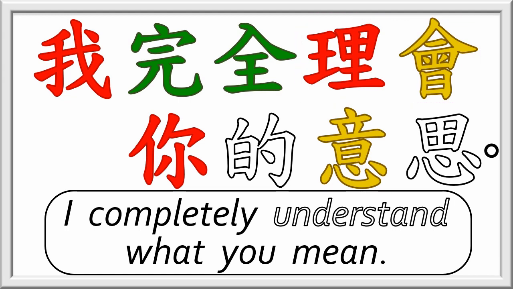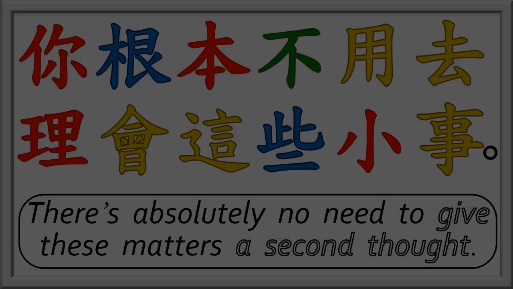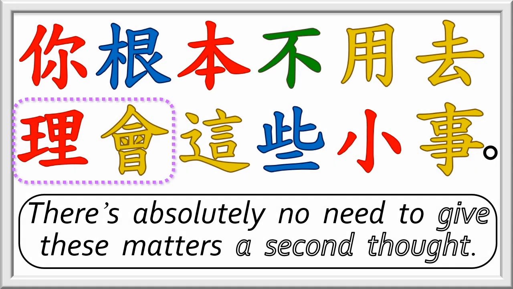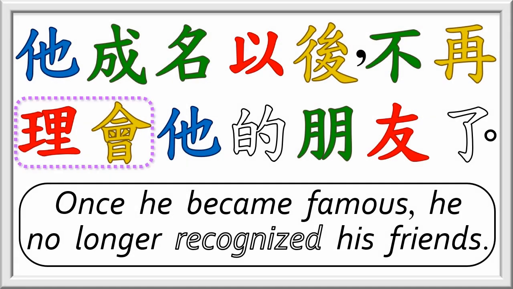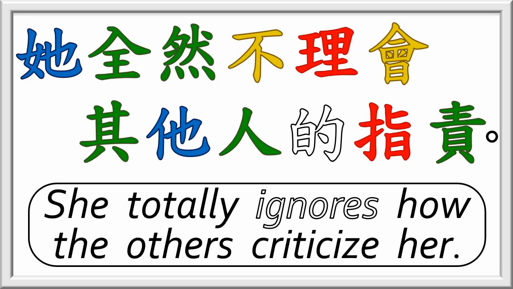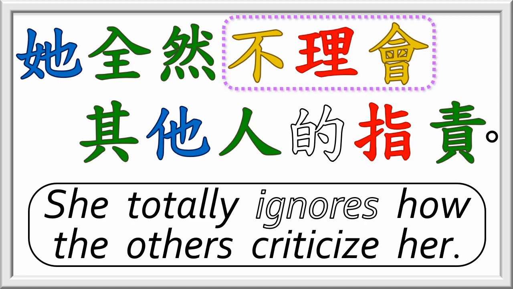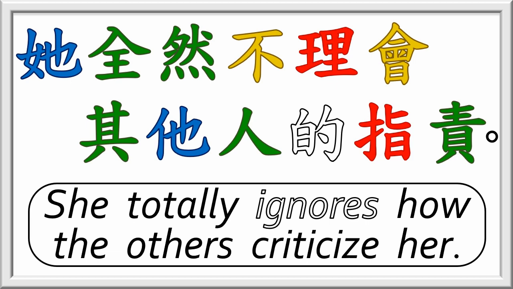我完全理会你的意思。I completely understand what you mean. 你根本不用去理会这些小事。There's absolutely no need to give those matters a second thought. 他成名以后，不再理会他的朋友了。Once he became famous, he no longer recognized his old friends. 他全然不理会其他人的指责。He totally ignores how others criticize him.